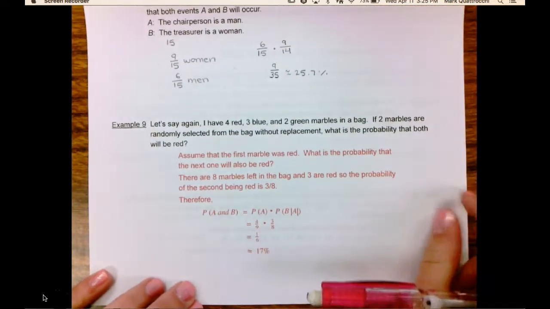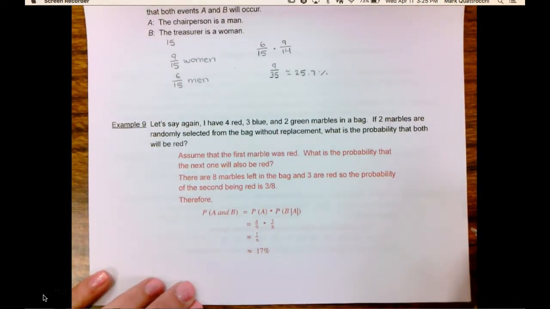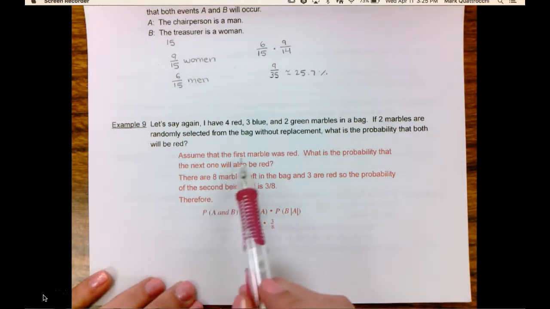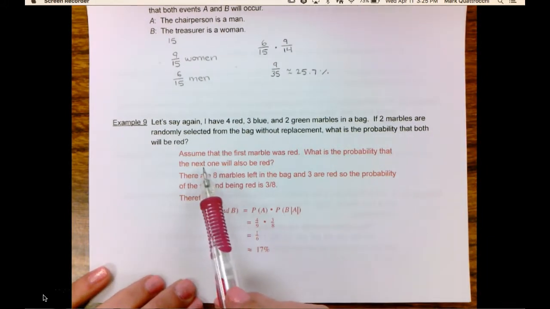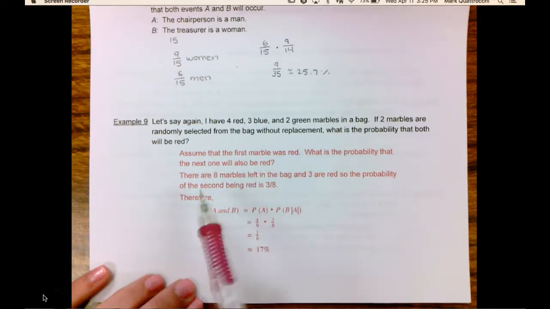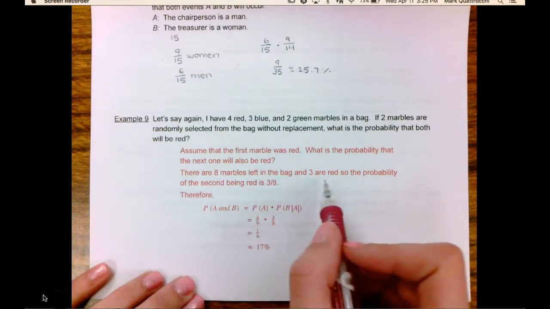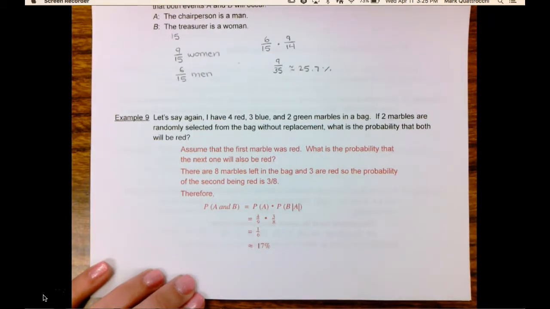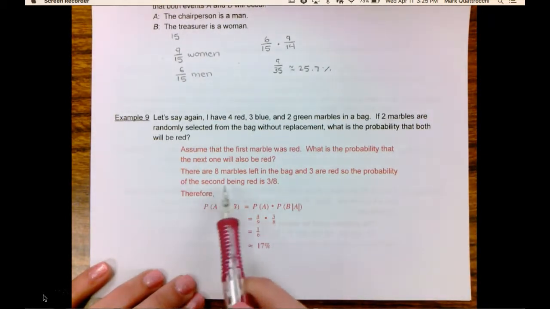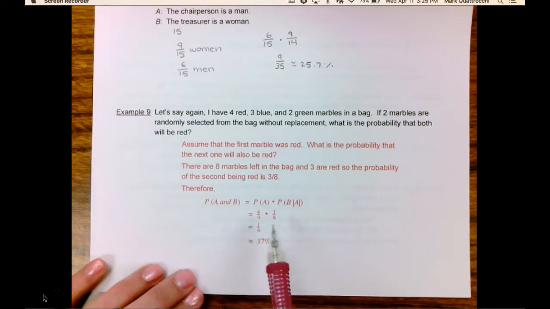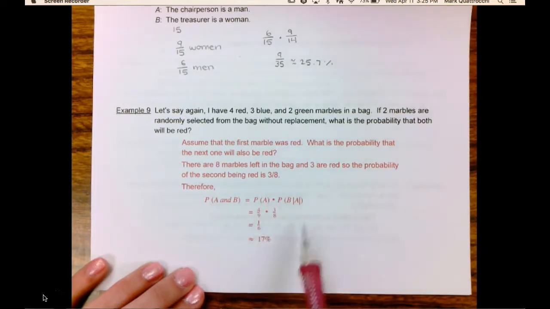Let's say again I have 4 red, 3 blue, and 2 green marbles in a bag. If 2 marbles are randomly selected from the bag without replacement, what is the probability that both will be red? So assume the first marble was red. What is the probability that the next one will also be red? Since there are 8 marbles left in the bag and 3 of them are red, the probability of the second one being red is 3/8. So using the formula for dependent events, we get 17%.